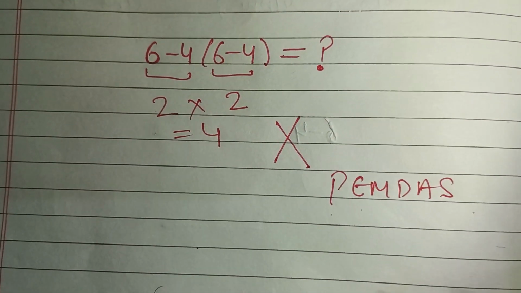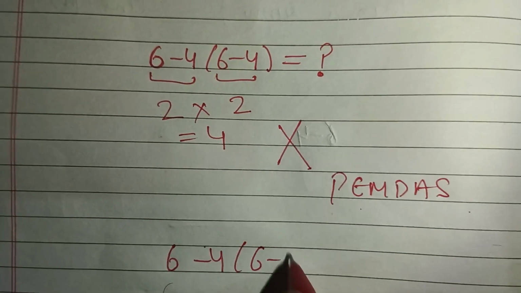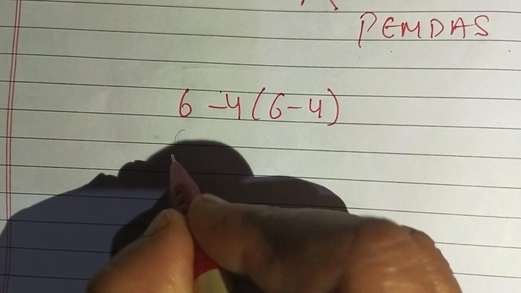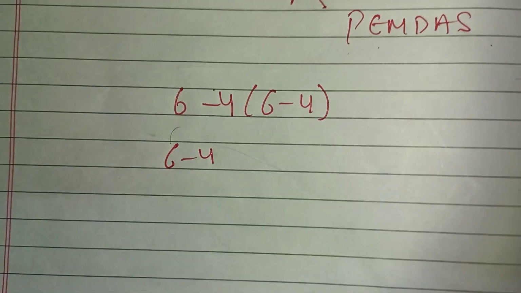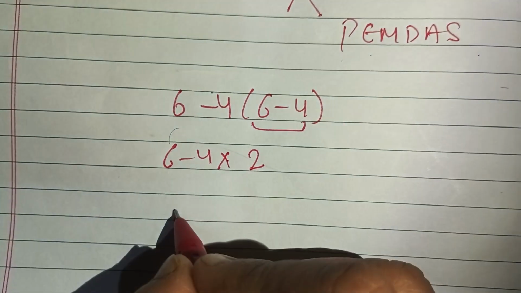So what we'll do, we'll write the given equation again: 6 minus 4 into 6 minus 4. Now we have to solve the parenthesis first. So we'll solve this: write 6 minus 4. Now braces, parenthesis means multiplication. So we'll write the inner answer is 2.